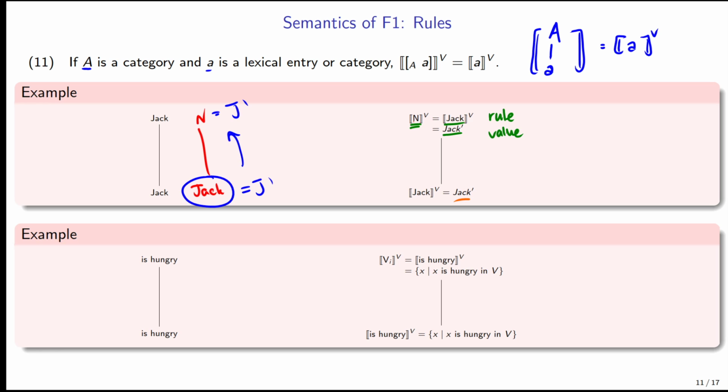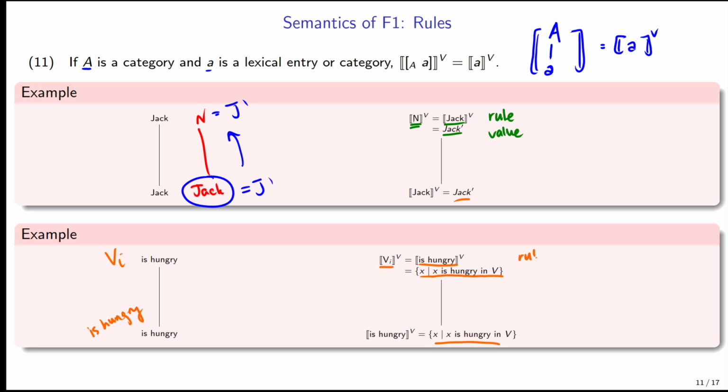Let's say we have an intransitive verb, "is hungry", and this comes from the word itself, "is hungry". Well, we know what "is hungry" means. It means the set of x such that x is hungry in V. So the meaning of the VI is the same as the meaning of "is hungry". It's the same as the meaning of the node below it. And that meaning is the set of x such that x is hungry in V.